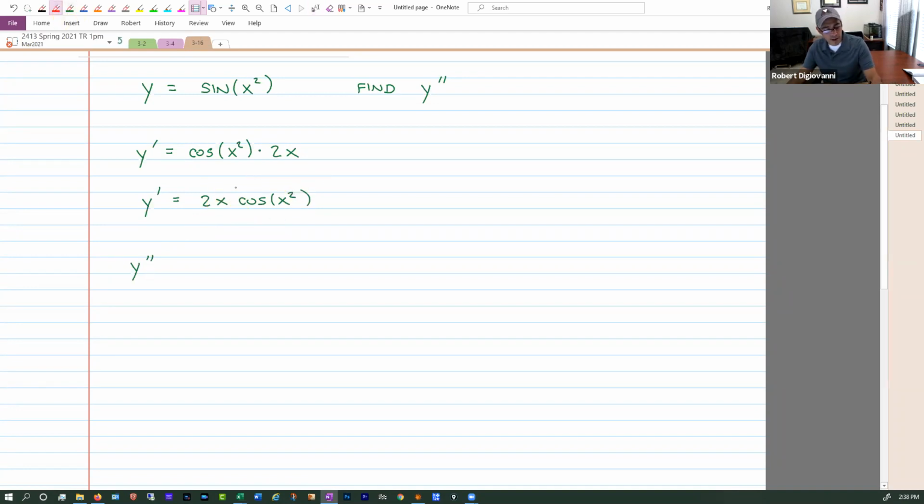Now, y double prime, I have to take the derivative of this, right? And so I have to recognize now that I have a product. So I've got to do a product rule. So the derivative of this would be the derivative of the first one, which is 2, times the second one, don't touch the second one, plus now the derivative of this. But that's chain rule, right? Because I have cosine of x squared. So the derivative of cosine of something is negative sine. I'm going to put a negative here, negative sine, but inside of it goes, not x squared. Then times, now I can do the derivative of the x squared, which is 2x.